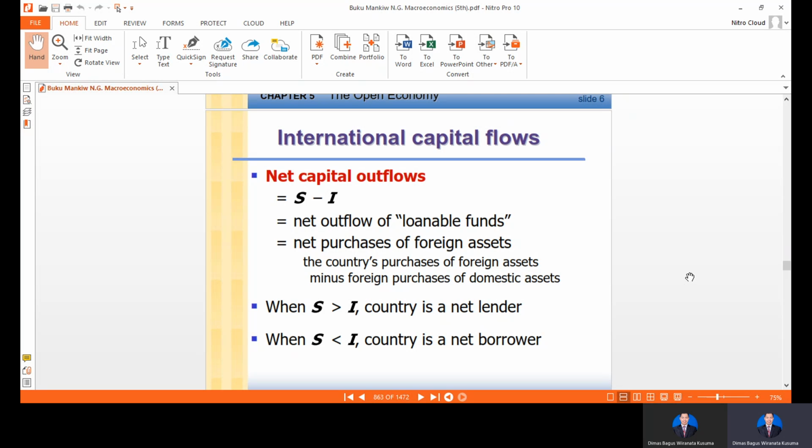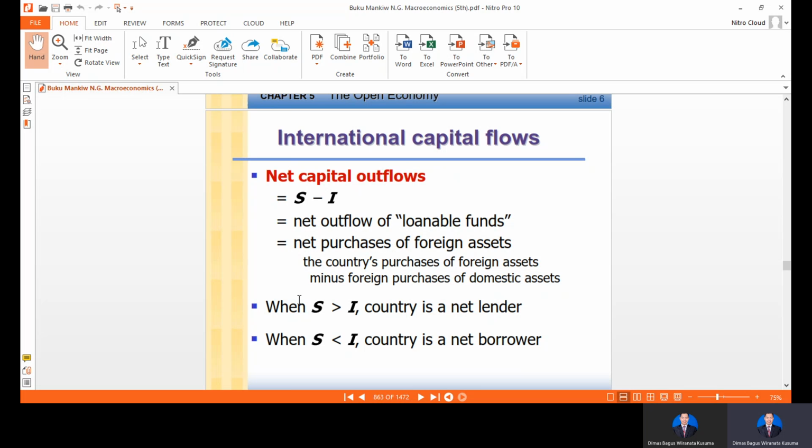And here we also recognize the presence of international capital flows, which deal with saving and investment. The net capital outflow basically refers to the net outflow of loanable funds. Loanable funds mean funds that are readily to be loaned or financed or borrowed by debtors. And it refers to the net purchases of foreign assets: the country's purchases of foreign assets minus foreign purchases of domestic assets. So the capital flows are used not just for loanable funds, but also to purchase foreign assets.